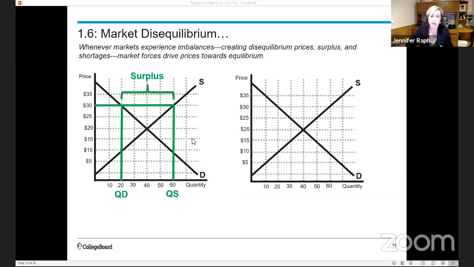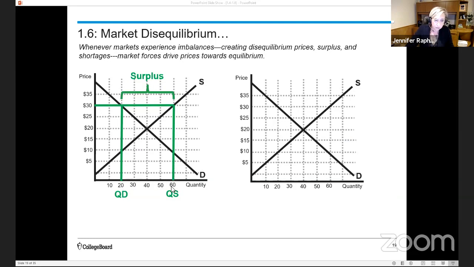But this is a disequilibrium, and we'll see that market forces will lead people to change their behavior. So what's going to happen is if sellers are producing 60 and they're only selling 20, then they're sitting there with 40 units that are going unsold. So if you're a producer, you can be made better off by selling those units. But if they're not going at a price of $30, what are you going to do? You're going to lower the price. So sellers have an incentive when a surplus exists to lower the price in order to sell those surplus units.